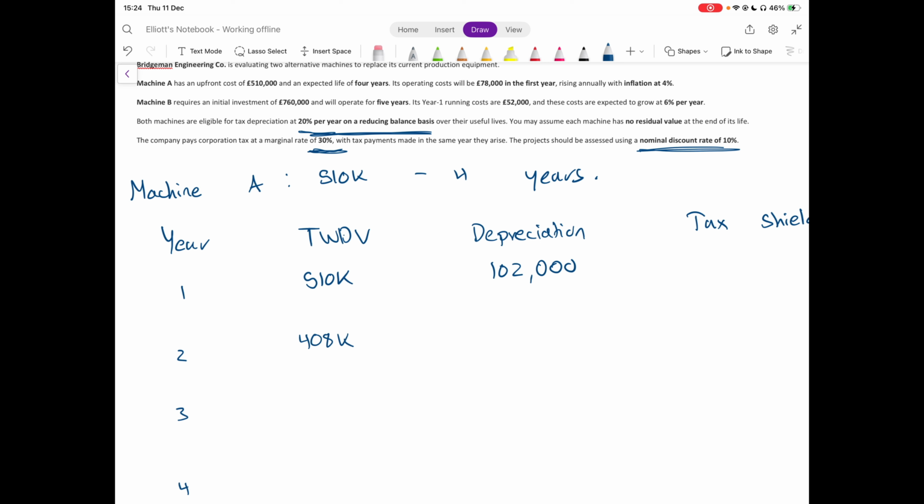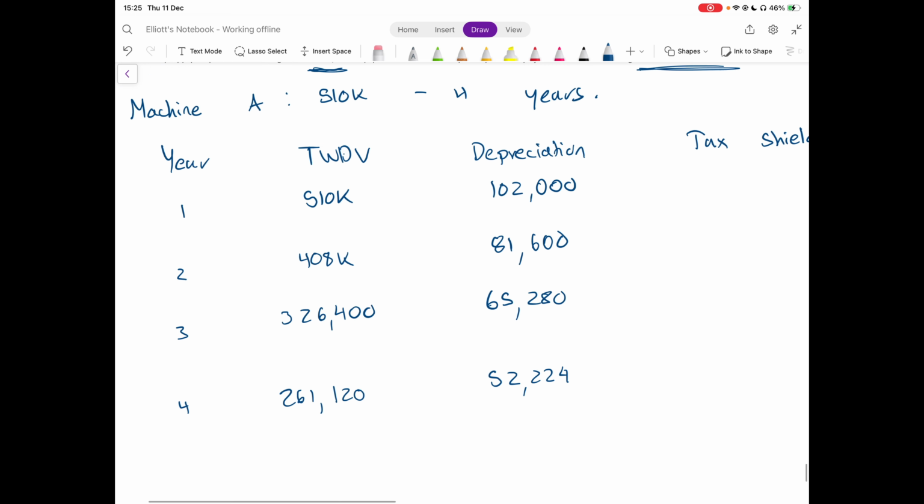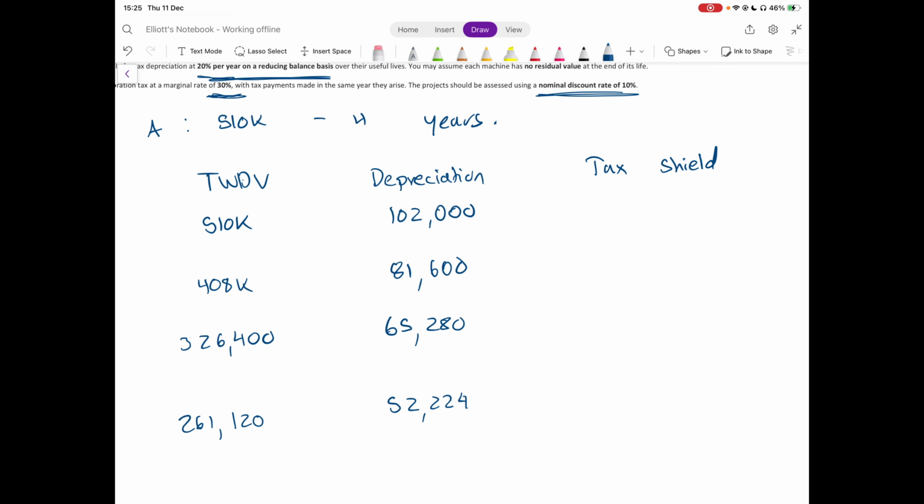And then in the second year, 81. And I'm just going to keep doing this essentially. Shield, so we're going to multiply each of these by 0.3.